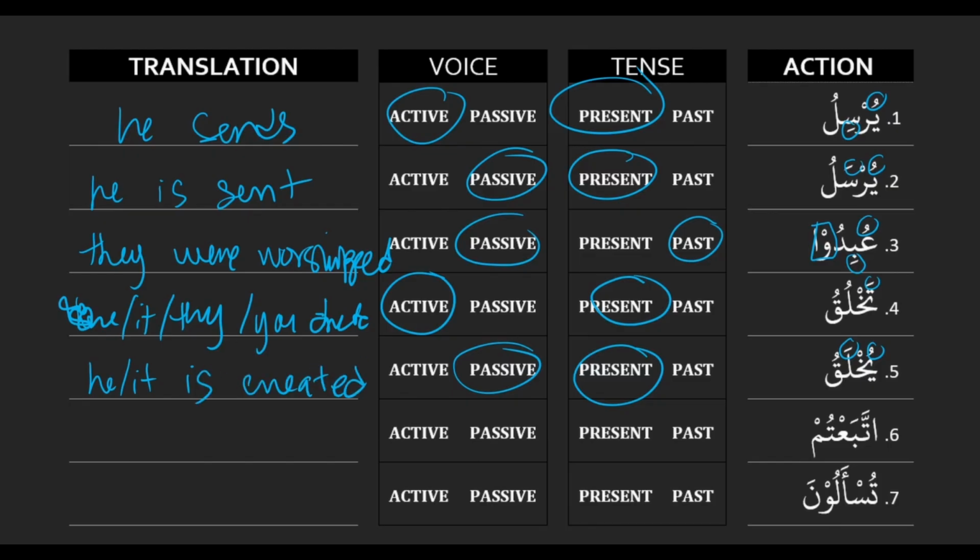Okay. Number 6. اتبعتم. Okay, so this is past tense because of the tum ending. Good. And there's no u sound at the beginning. So this is active, and then just translate as doer action. So you all followed. اتبع means to follow. So you all followed, past tense.